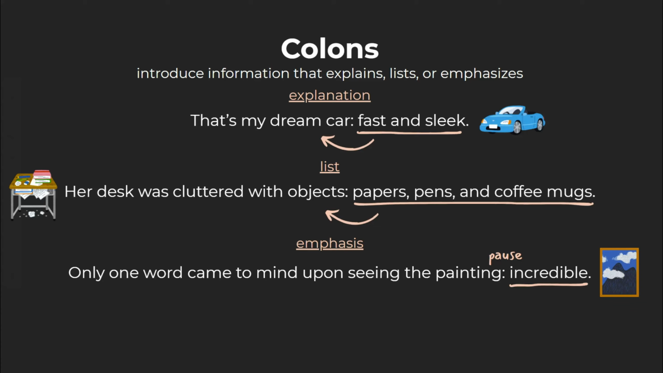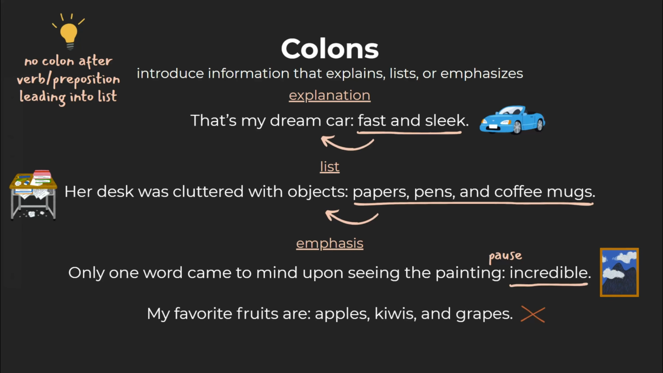It's important to note that we don't use a colon directly after a verb or preposition that leads into a list. For example, we don't say, "My favorite fruits are: apples, kiwis, and grapes." In this case, we'd remove the colon entirely, giving us, "My favorite fruits are apples, kiwis, and grapes."